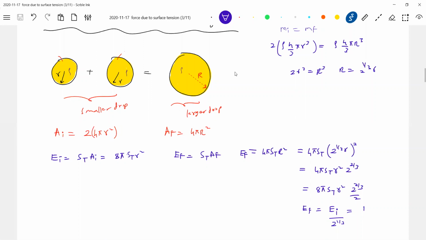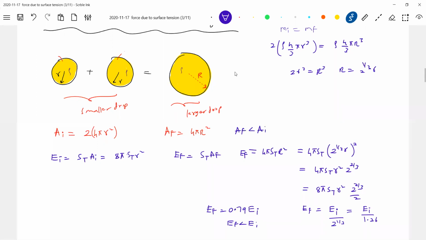What do you expect? 1 divided by 1.26, 0.79. Okay, now we have very good data. 0.79 EI. EF less than EI. Same thing happens. AF will be less than AI.